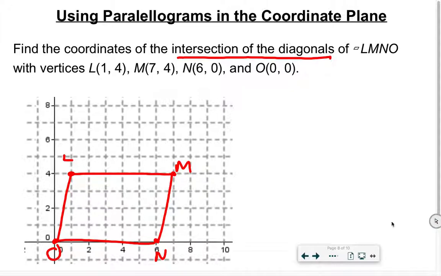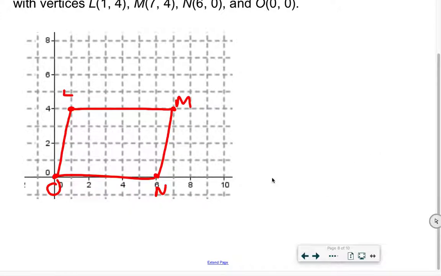They want to know where the intersection is of the diagonals. So I would start by drawing in the diagonals just to kind of eyeball where they cross. There's one diagonal. And there's another diagonal. Okay, so that kind of gives me a rough estimate of where maybe I think that they cross.